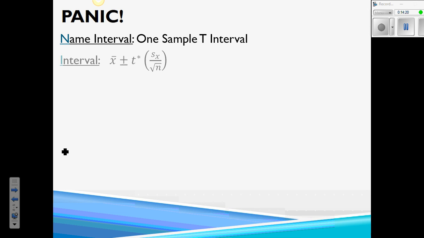So name it and then write down the formula as normal: x bar plus or minus T star times S of x divided by the square root of n. Because we're going to use our calculator to get a lot of this data. Notice from the stem of the question, you were not given the sample mean. You were not given the sample standard deviation. You were given the sample size. You were not given T star. So you're going to have to go find a lot of things now.